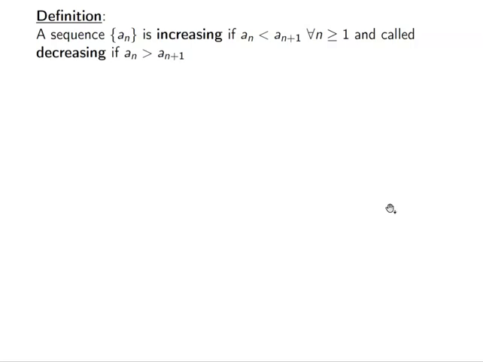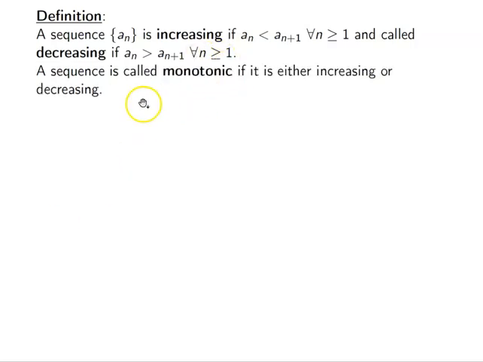Okay, and it's called decreasing if it's the opposite, right? So if as I'm moving forward, my values are always less in value than the previous value, then my sequence is decreasing for every n as well. A sequence is called monotonic if it's either increasing or decreasing, right? If every new value is larger than the previous, it's monotonic increasing. If every value is less in value than the previous value, it's monotonic decreasing.